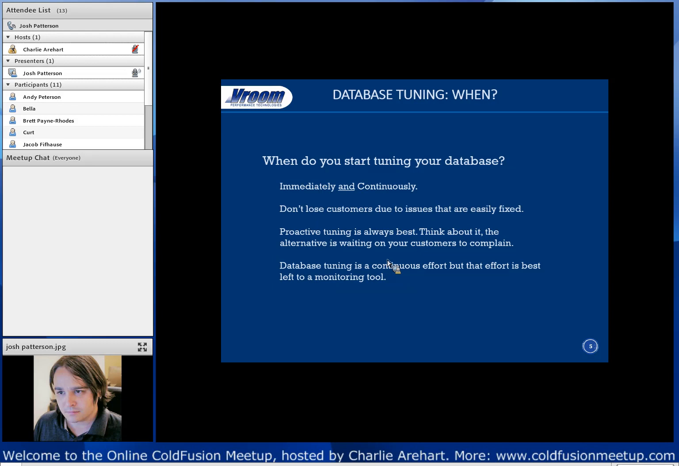Lastly, and I've actually mentioned this 14 times, I think, but database tuning is continuous, but it's best left to a monitoring tool. Just because we say it's continuous does not mean that your job should become just watching the database all the time or writing scripts to pull the stuff out. Manually gathering that data is certainly a possibility, but it's typically woefully inefficient on your time.